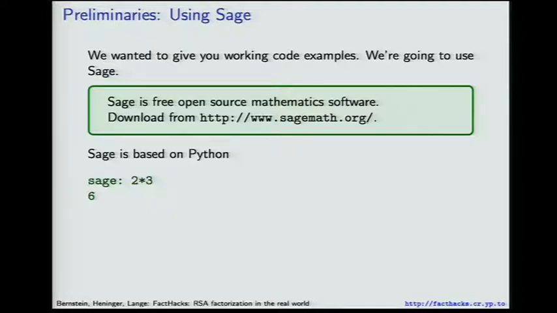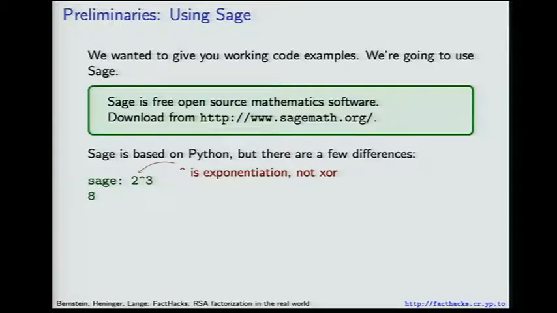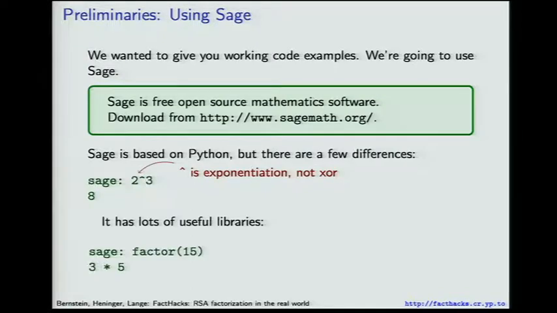Here's an example: 2 times 3 equals 6. But there are some differences. For example, the caret, which in Python is XOR, in Sage is exponentiation. So 2^3 is 8 in Sage. The other nice thing about Sage is that it has lots of useful mathematical libraries. For example, if in the Sage interpreter I say factor(15), it helpfully tells me 3 times 5. That's pretty great. It also does a lot more advanced things. For example, it can represent polynomials. I can say factor the polynomial x squared minus 1, and it helpfully tells me the answer to that.